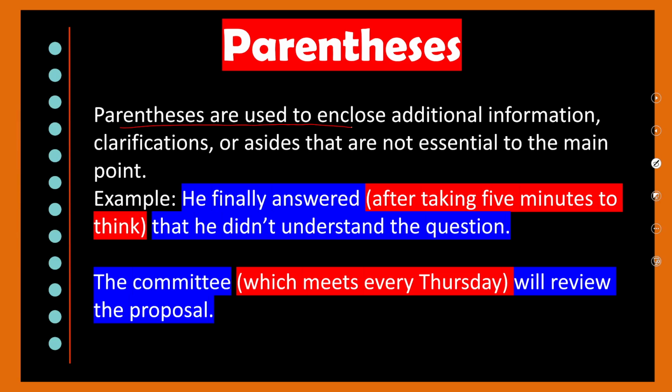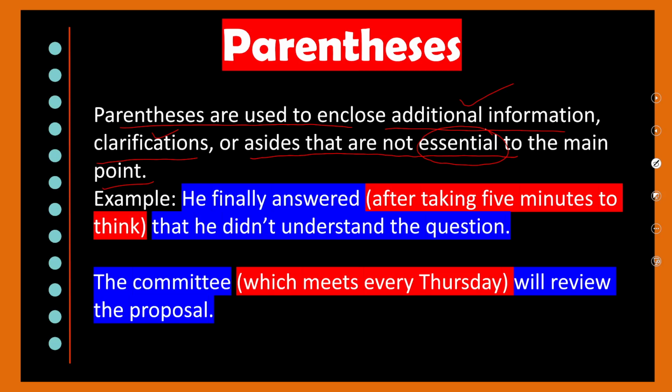Parentheses are used to enclose additional information, clarifications, or asides that are not essential to the main point. So we use parentheses for giving additional information, for clarifying something, or for things that are not essential to be part of the sentence as a whole.